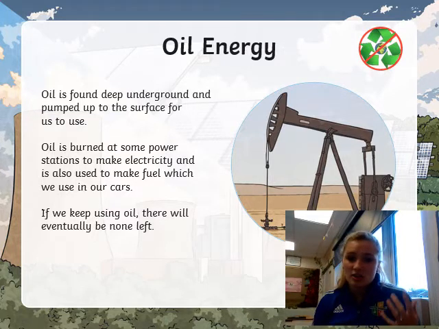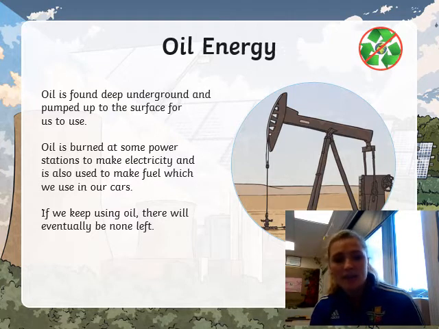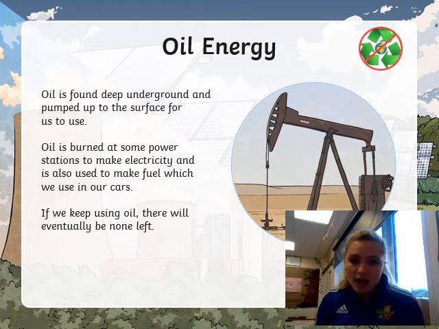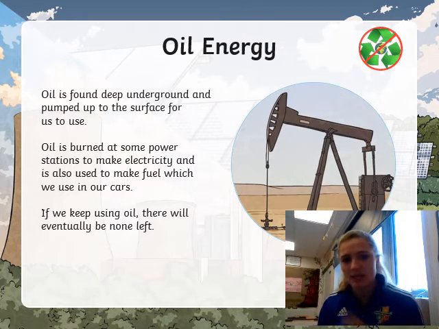So this is another source of energy, particularly for our cars and being able to run our cars, that if we keep using, there'll be none left, and that is why we're starting to do things like make electric cars to stop burning oil, not only because it'll run out, but also because of the carbon monoxide it releases, which is damaging our planet.